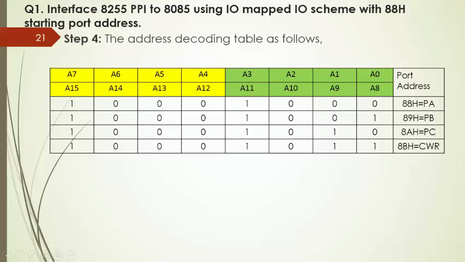In the fourth step, the address decoding table: like memory interfacing, here also you have to write the address lines like A0, A1, A2, A3, A4, A5 and A7. But instead of writing all 16 address lines, you have to write only 8 address lines, either A0 to A7 or A8 to A15, because this interfacing is by using the IO mapping technique. So like this you have to draw the decoding table.